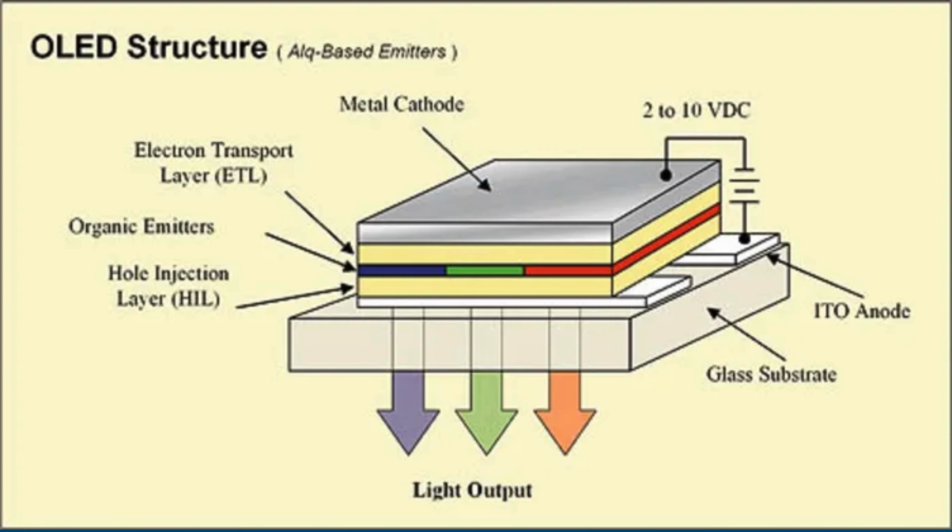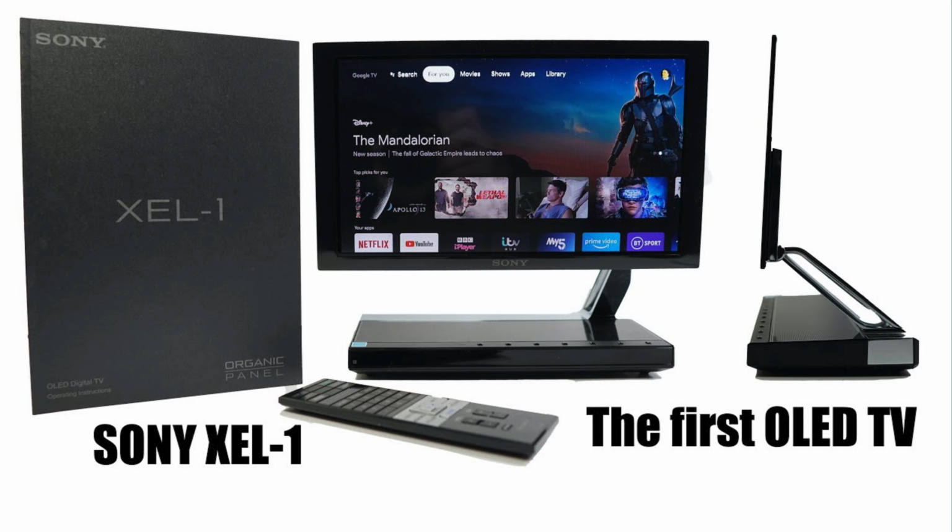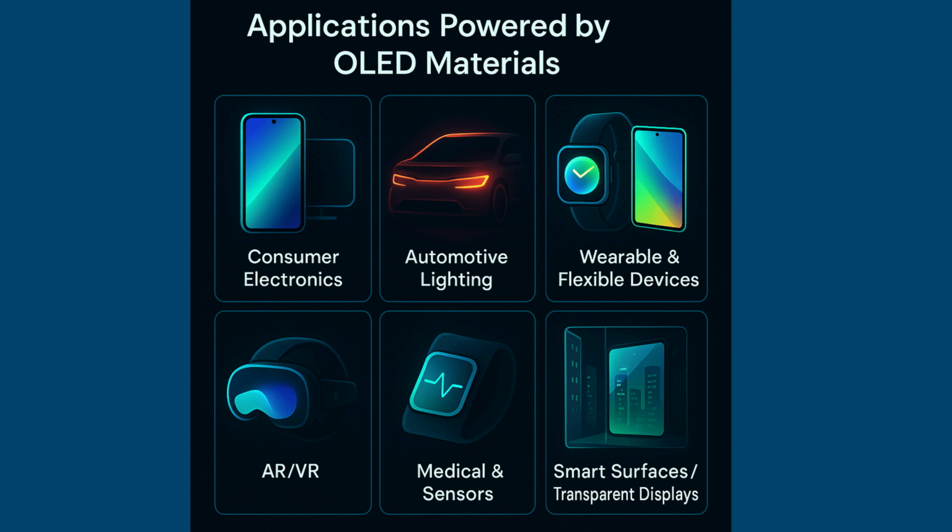Since the first efficient OLED reported by Tang and Van Slyke in 1987, the technology has evolved rapidly, culminating in commercial applications such as Sony's first OLED television, XEL-1, in 2007 and flexible, foldable devices introduced by companies including Samsung, LG, and Huawei. OLEDs are now widely used in smartphones, televisions, and wearable electronics due to their lightweight nature, fast response times, and potential for flexible and transparent displays.